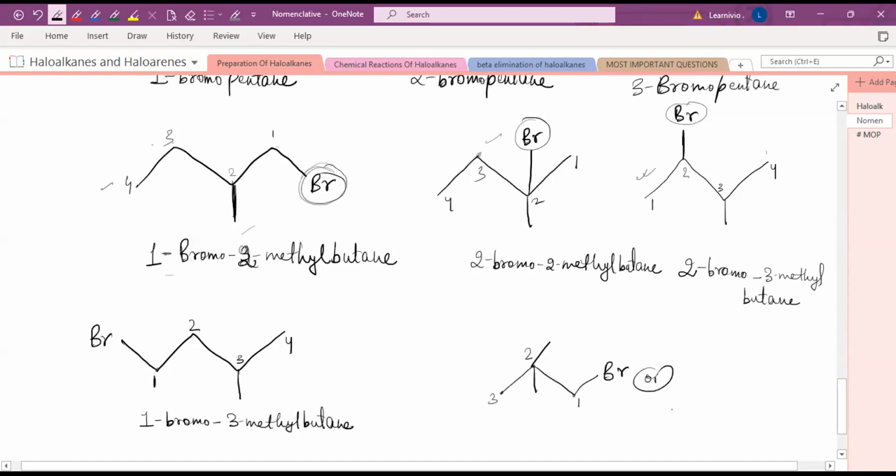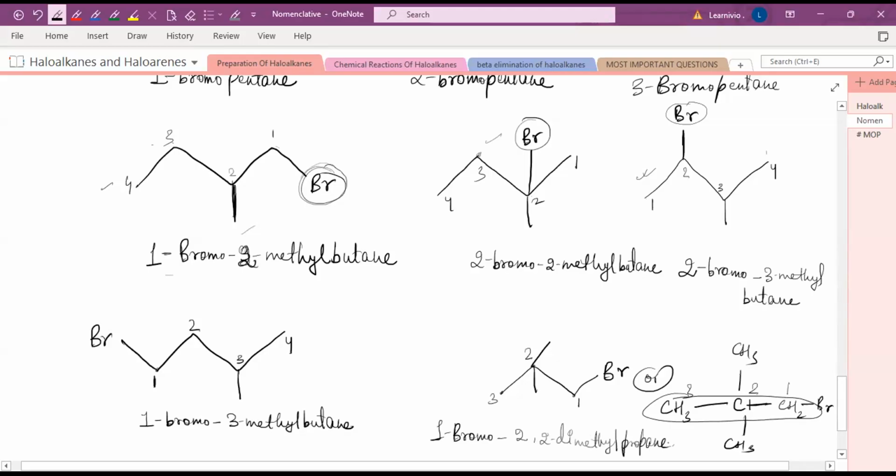You can write it as CH3, CH3 here, CH3 here, and CH2 and Br. Right. Now try to name this. This is a long chain, right? 1, 2, and 3. Right. So what will be the name of this? 1 bromo. Yes. 2,2-dimethyl. Yeah. 2,2-dimethyl propane.